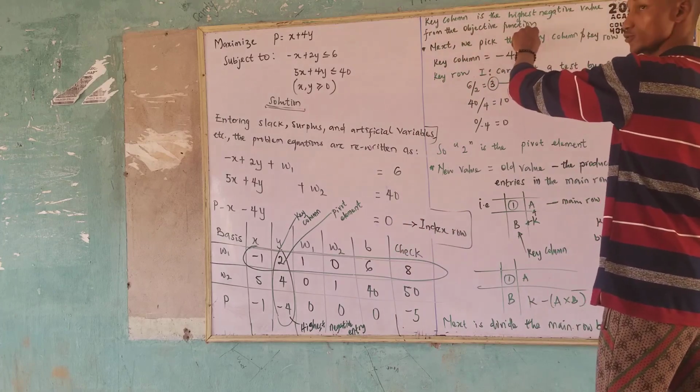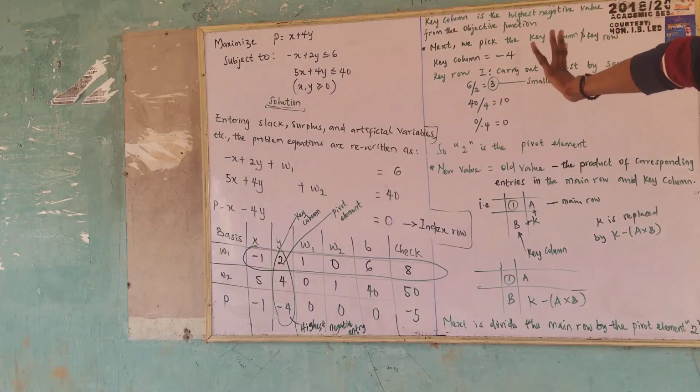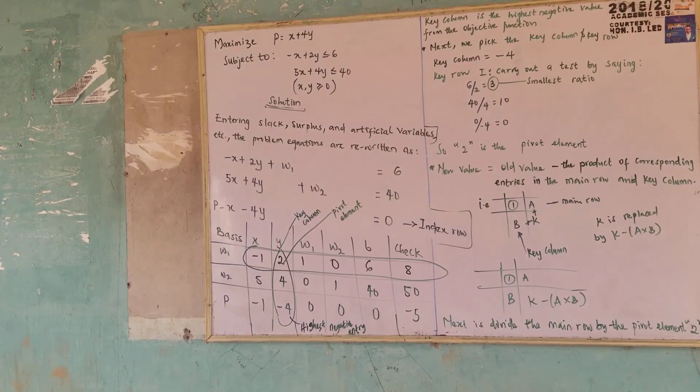So first of all, after introducing the slack variable, you go to your objective function, which is now your index row. Your index row there, you go there, then you now look at the highest negative value. Are you here? Your highest negative value in the index row is what? Minus 4. So it is that minus 4 that will give you the key column. So I'm going to circle it.